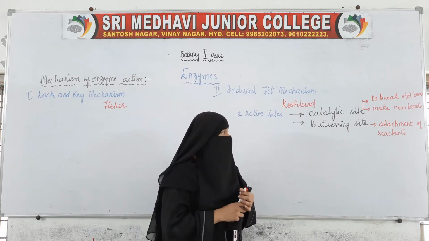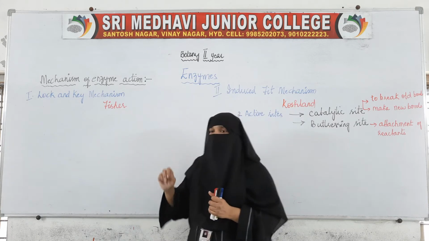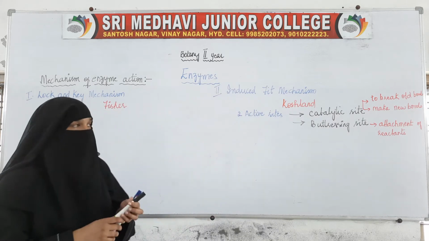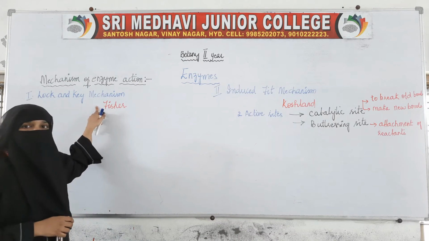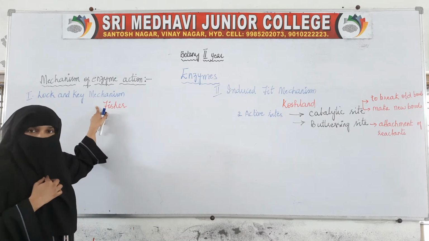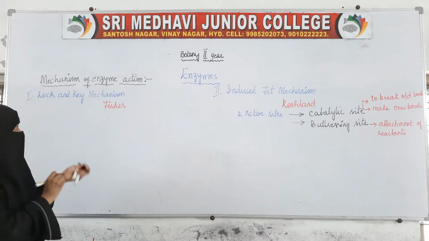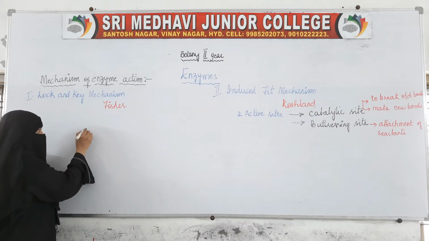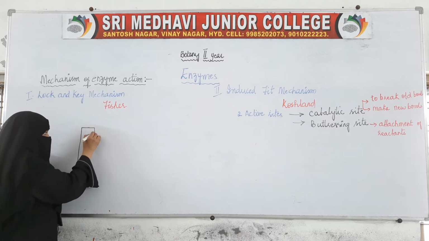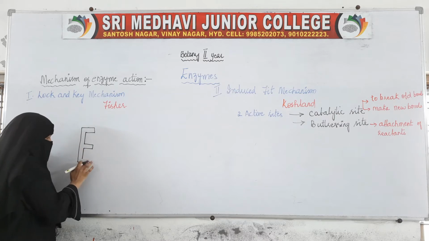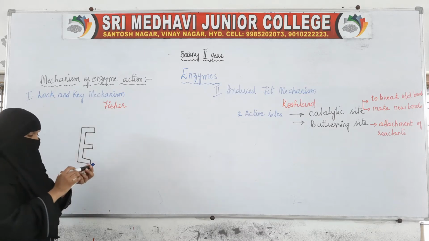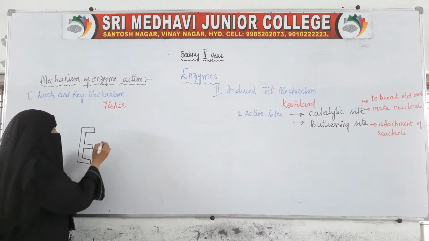Coming to the first one, the lock and key mechanism. This lock and key mechanism was discovered by the scientist Fischer. In this, for the reaction, substrates and enzyme will be there. First we will draw the structure for the enzyme. Let us draw this. So this is the structure for enzyme. We require enzyme and we require substrates.